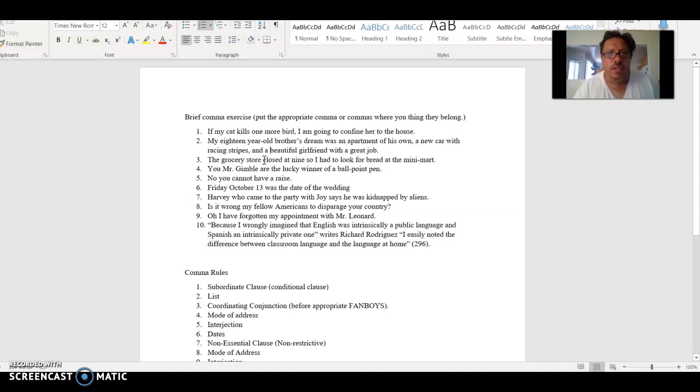The grocery store closed at 9, so I had to look for bread at the mini mart. A lot of students would write this sentence and would feel that they've written a pretty grammatically correct sentence. And the truth of the matter is that even the way I read it, it sounds grammatically correct. And for the most part it is, but it's missing something. And what it's missing is that comma after the word 9.